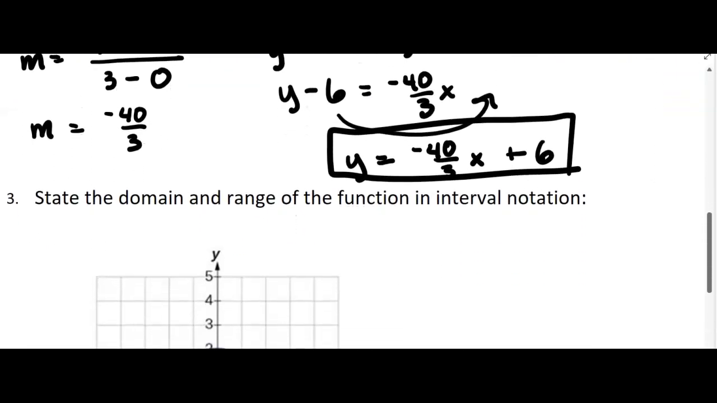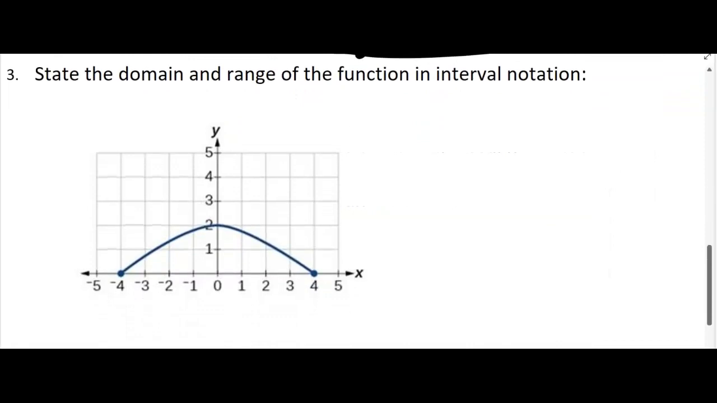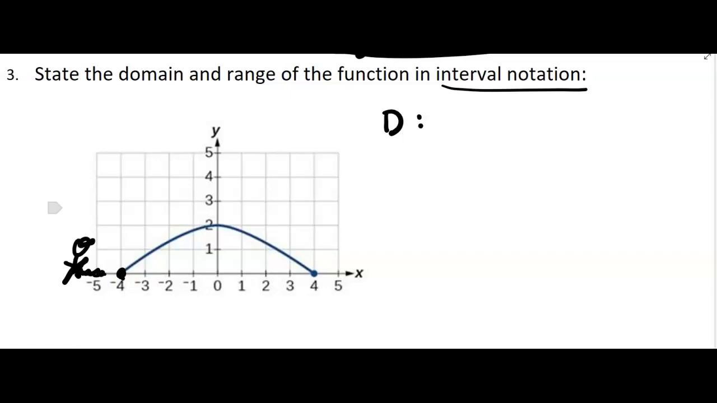Okay. State the domain and range of the function in interval notation. Again, we're walking for the domain. We're walking along the x-axis. Okay. So when does the graph start? Well, it starts here at negative 4. There's nothing before that. Okay. So here I am walking along. There's no graph until I get to negative 4. That's where it starts. And I'm going to include the negative 4 because that is a solid dot.